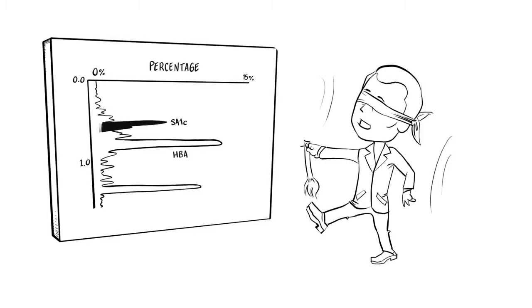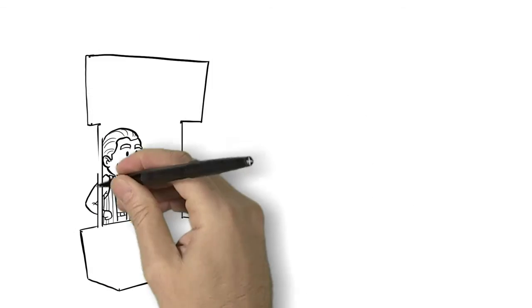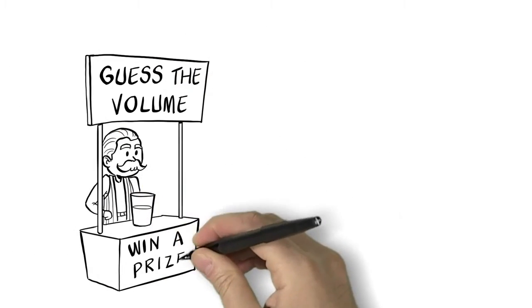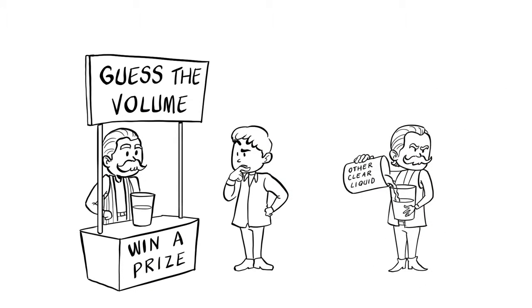This big peak, HbA, is hiding another peak behind it, which Brian can't see. So, what else is he missing? It's a lot like being asked to visually measure how much water is in a glass without knowing if another clear liquid has been added. Your visual measurement could be wrong.